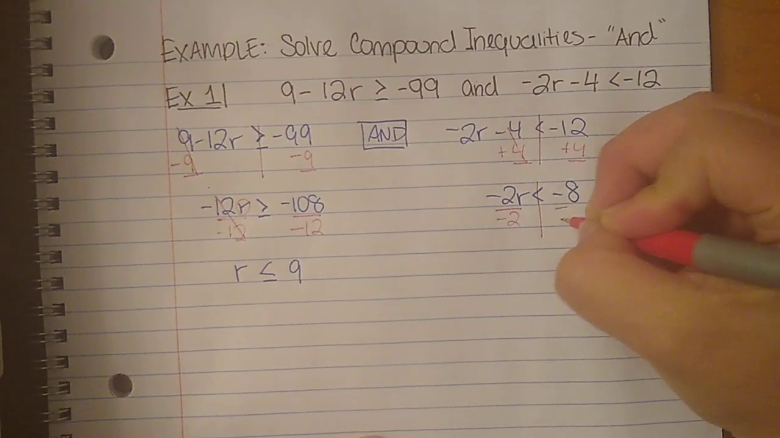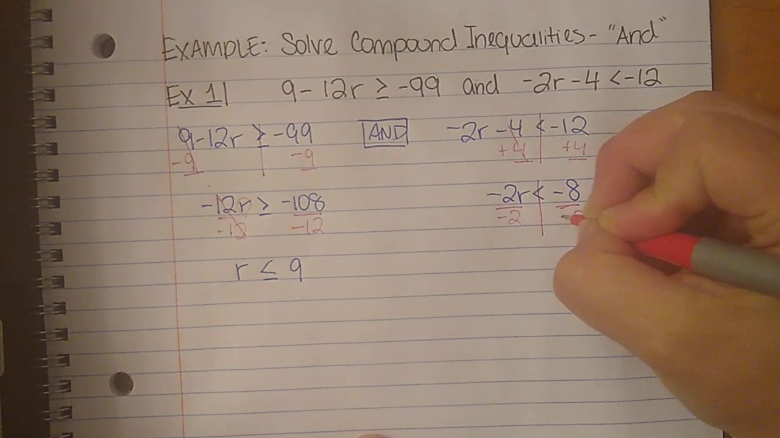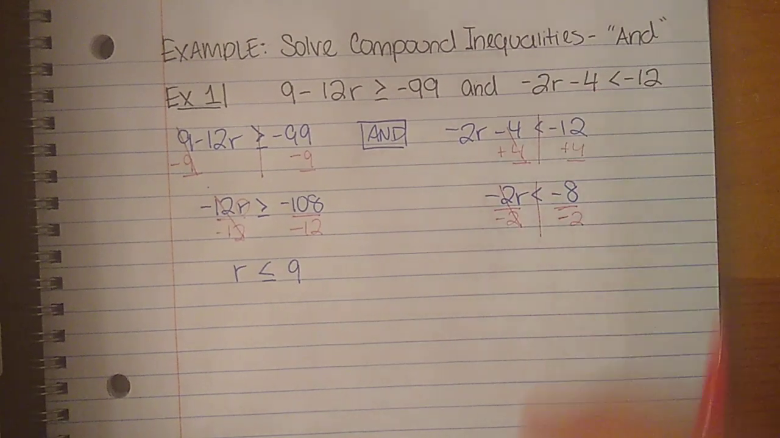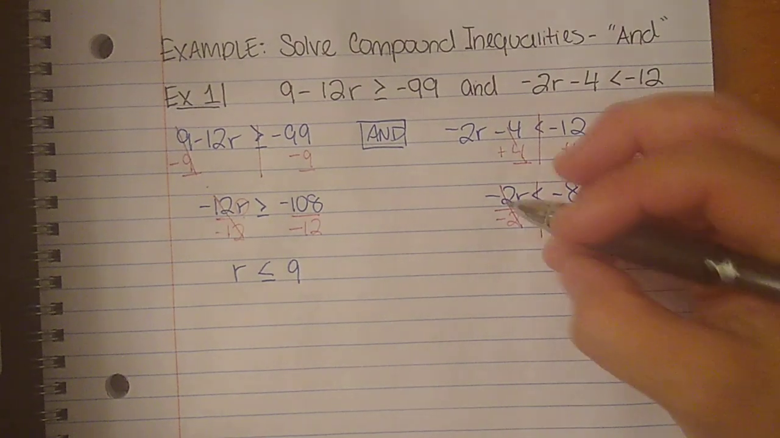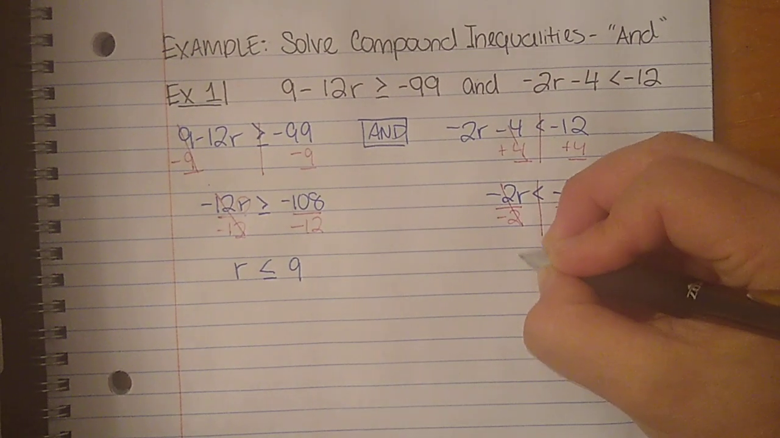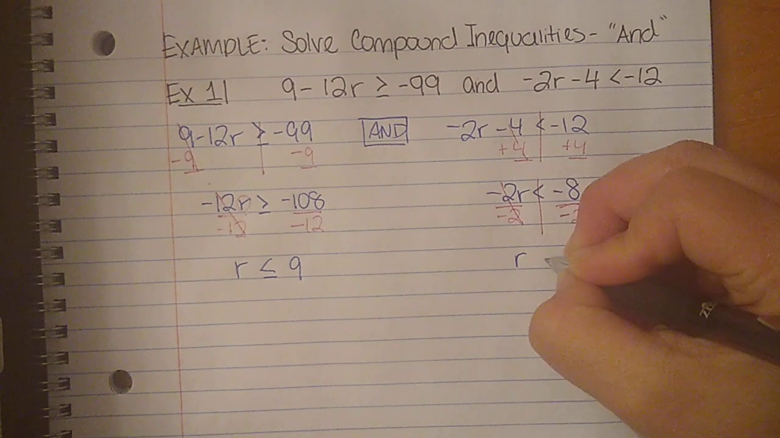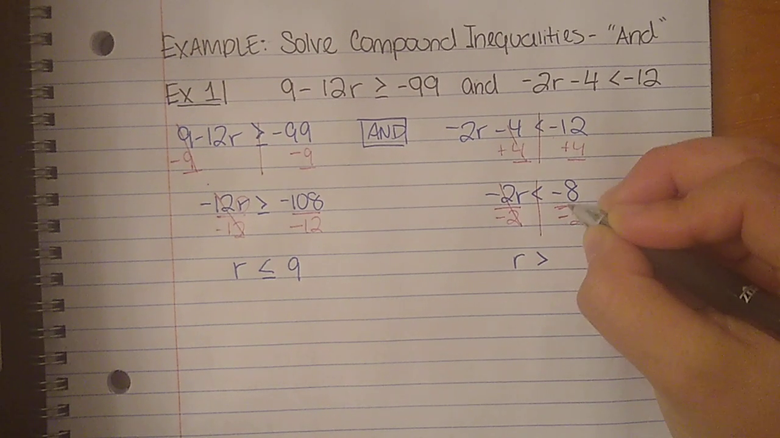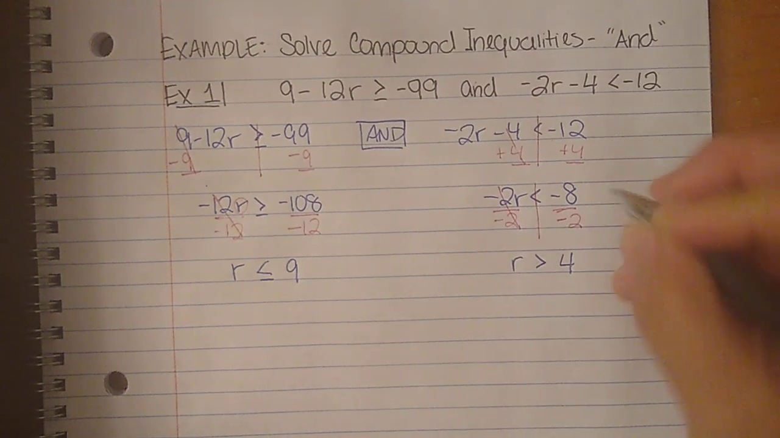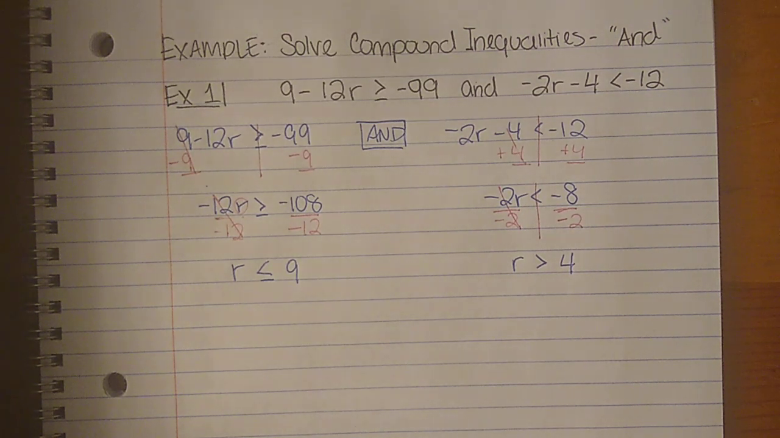Both sides need to be divided by that negative 2 because it was multiplying the r. And again, that means I'm going to flip the direction of my inequality. So as opposed to less than, it now becomes greater than. Negative 8 divided by negative 2 is positive 4. So r also needs to be greater than 4.